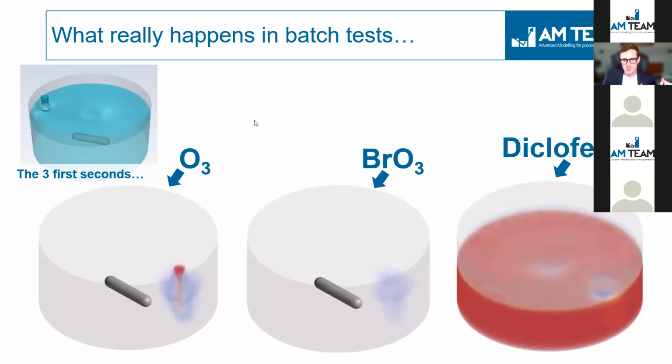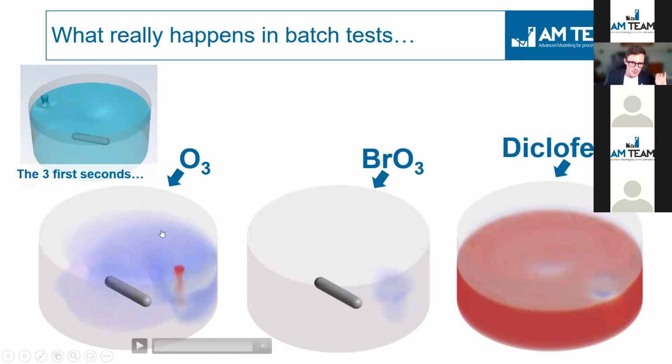So what you will be seeing here are movies of the local concentrations of ozone, bromate, and diclofenac, one of the micropollutants. Red means 100% diclofenac, and if the color starts disappearing, we are removing it. And ozone, of course, is dosed at this site. You can already see it happening. So let's look at what happens with the ozone level in this batch test if we dose ozone.